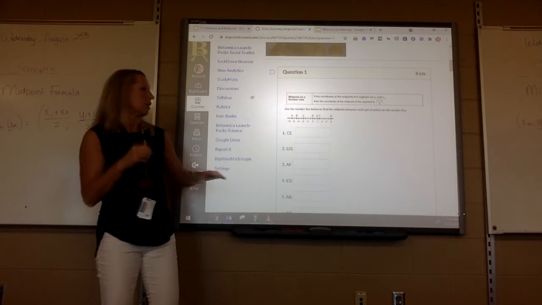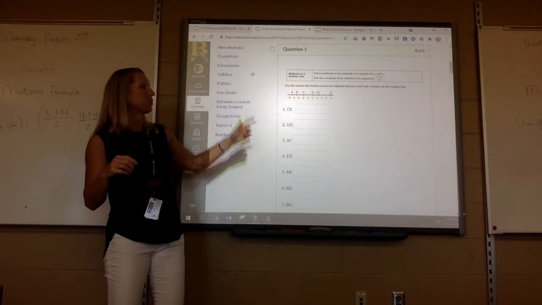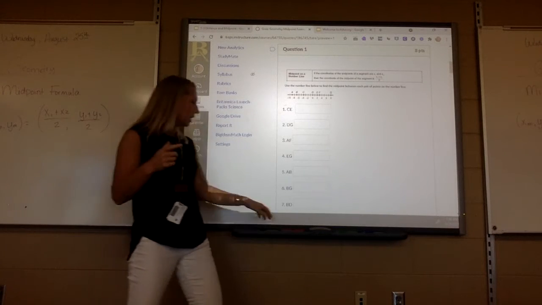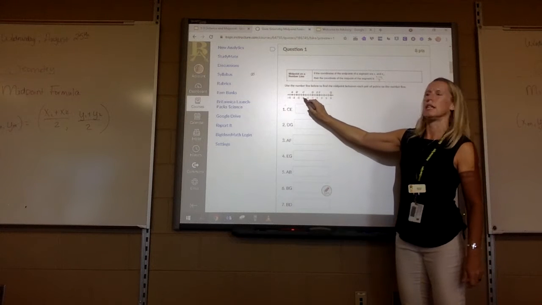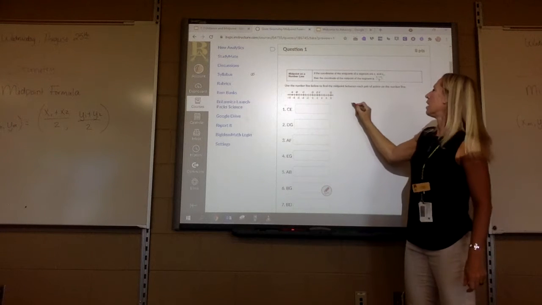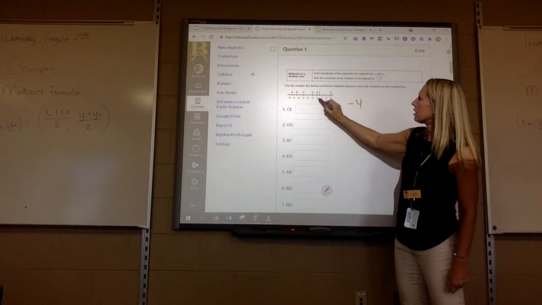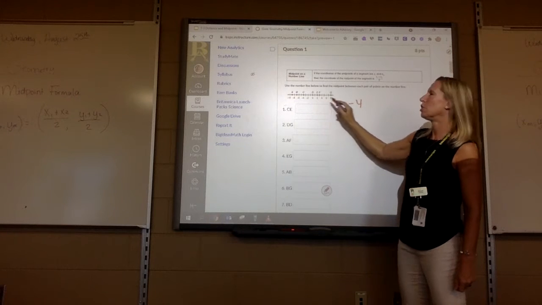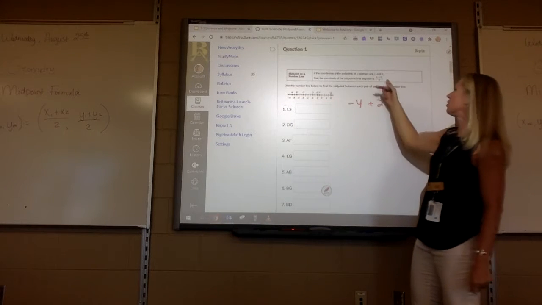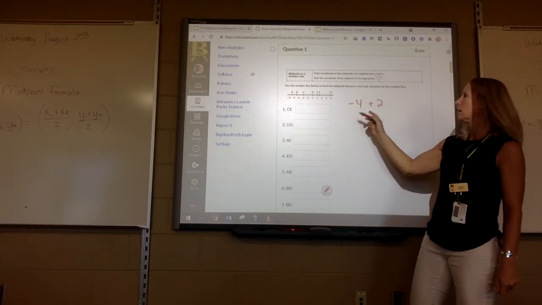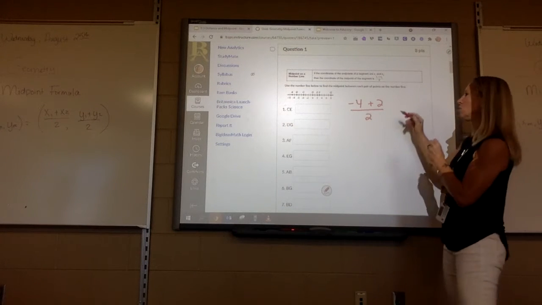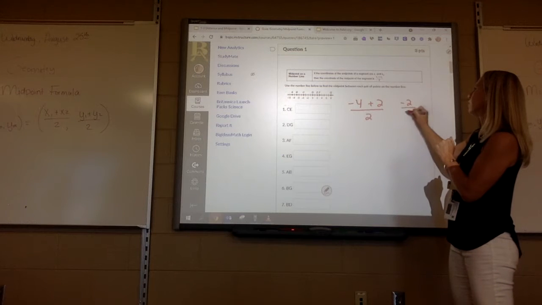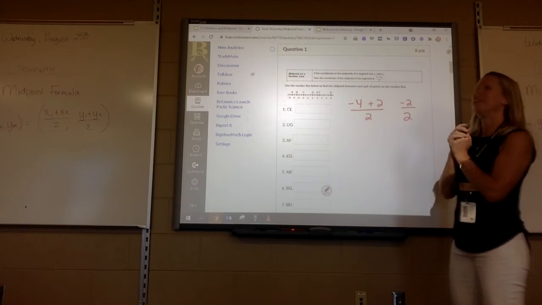Write the answers down. So number 1, if we want the midpoint of CE, what's the location of point C? -4. What's the location of E? 2. So you just add those two numbers together and divide by 2. So what's -4 plus 2? -2. -2 divided by 2?